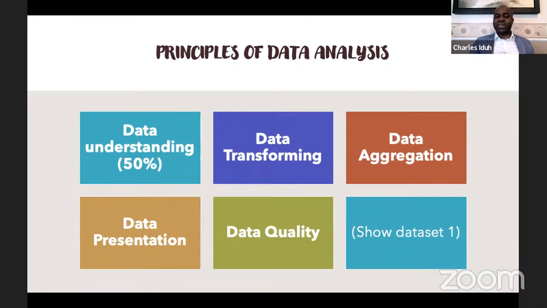In understanding the data, you're going to pick the quality of the data. Are you with me? In understanding the data, what is this data talking about? So I'm going to bring up a slide, and the slide is to tell us how to understand data.